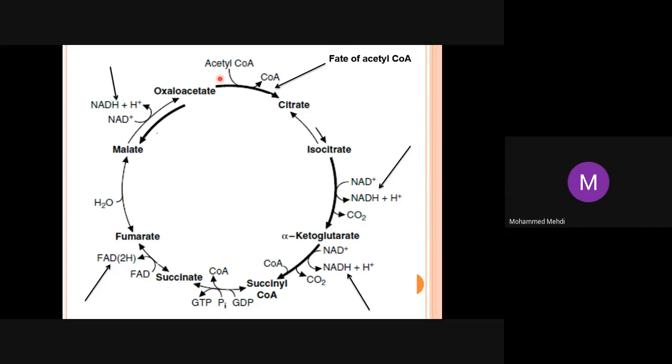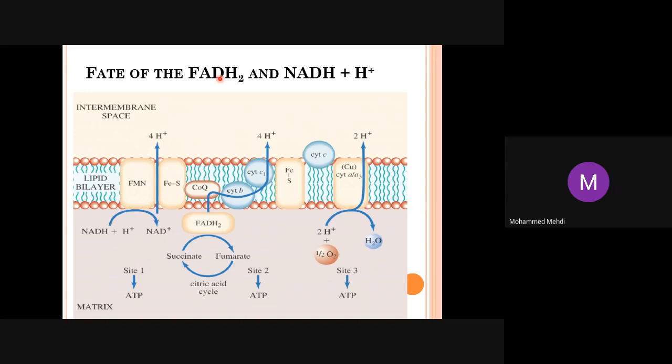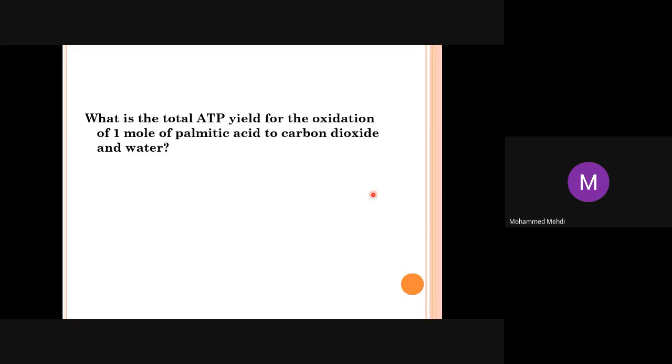If you have a 16 carbon fatty acid, how many NADH, how many FADH2, and how many GTPs are formed, and the total number of ATP per 16 carbon fatty acid, we will discuss. This is the electron transport chain. We will not discuss this one because you learned it in yesterday's class. The total ATP formation from the oxidation of 1 mole of palmitic acid, a 16 carbon fatty acid, to carbon dioxide and water.